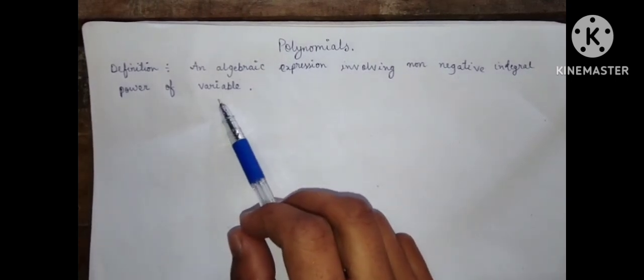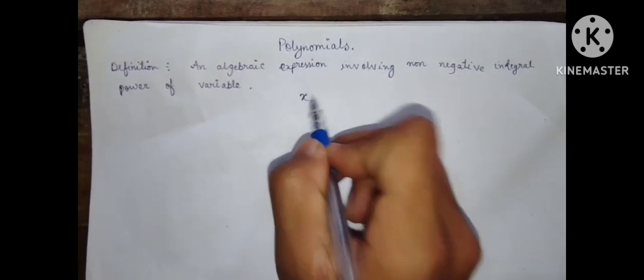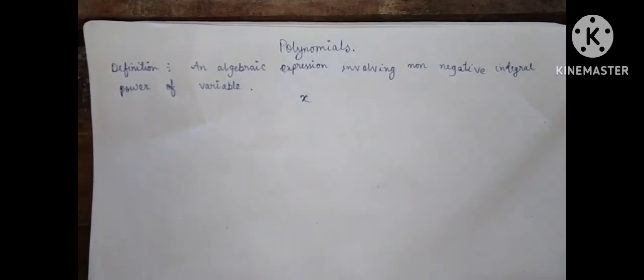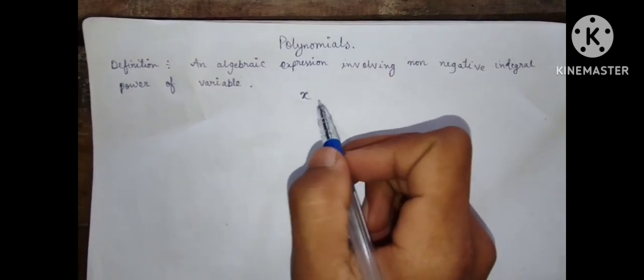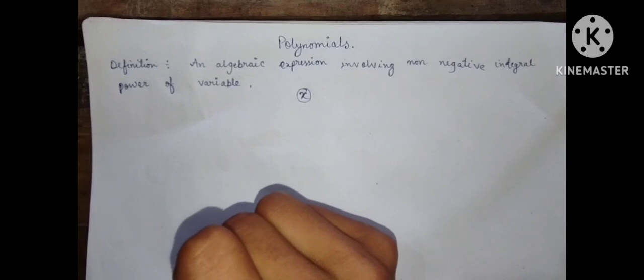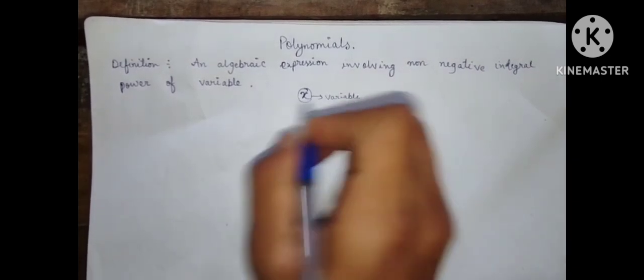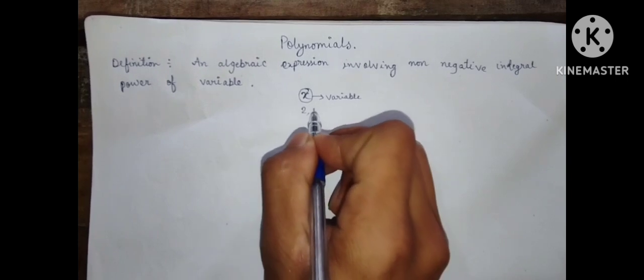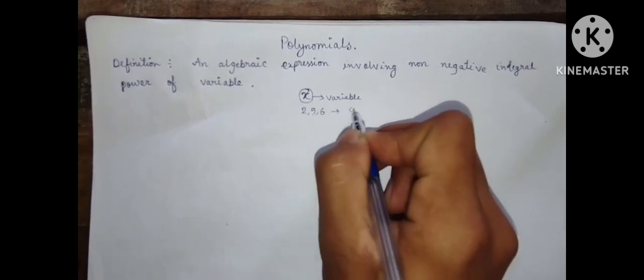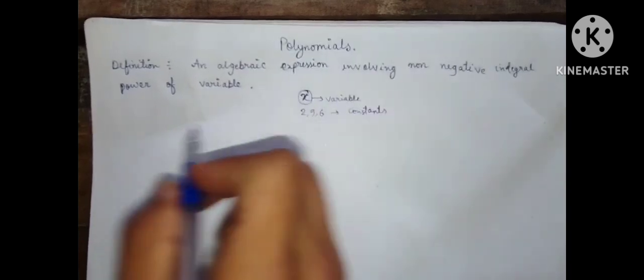Now we'll learn about variable first, okay? So the variable means the letter used in algebra. Okay, now this particular term is called variable. Okay, so it is called a variable, and the numbers 2, 5, 6, they are constants, and the algebraic expressions are, now I'll write an example.